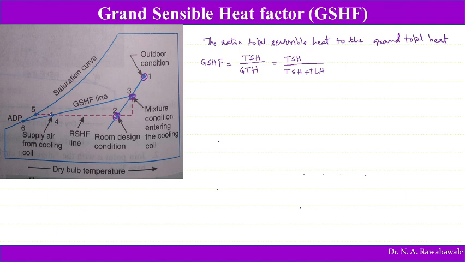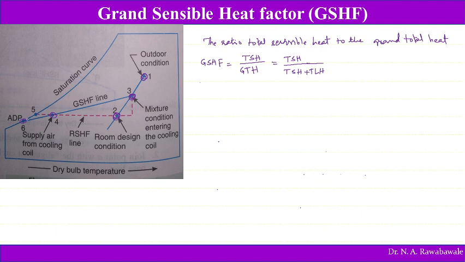When this air is passed over the air conditioning coil, the air gets conditioned, that is, the dry bulb temperature is reduced and specific humidity is reduced, and that point is marked at 4. So this line from 4 to 3 indicates the grand sensible heat factor line. This line, when produced or extended beyond this and when it meets the saturation curve, that point is known as the apparatus dew point temperature.